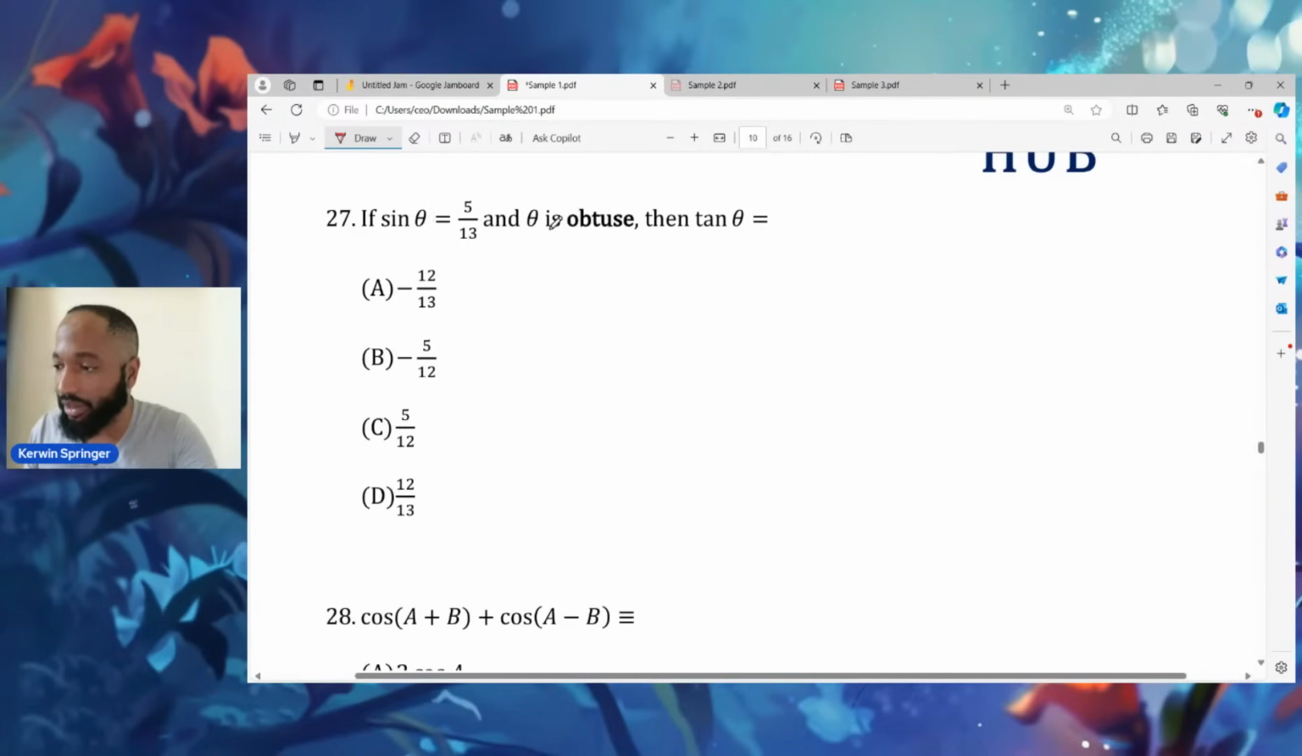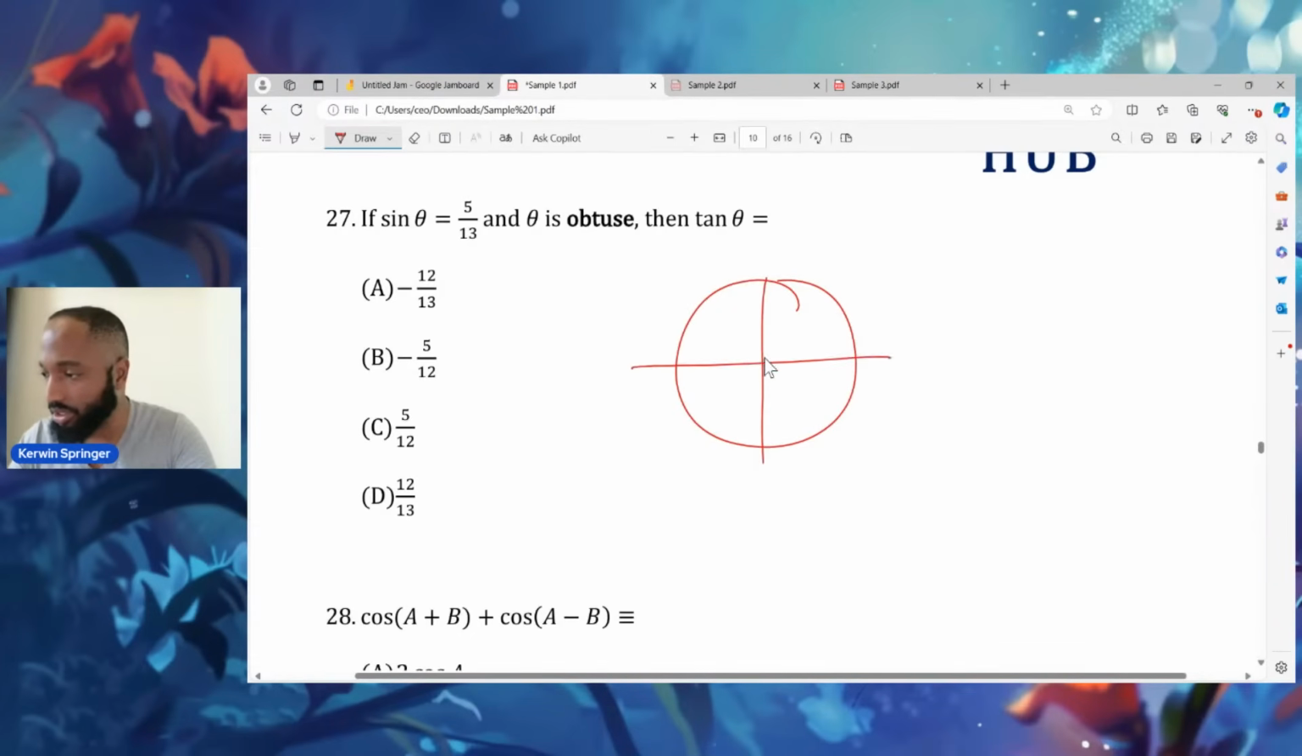If sine of theta is equal to 5 over 13, so theta is obtuse. Meaning on the unit circle, theta is on this side. This is theta. It's obtuse. But the sine is equal to 5 over 13. So I have this here being 5 and this here being 13. So opposite over hypotenuse. You have to know trigonometry to understand this fully. And this is a 5, 12, 13 triangle based off of your Pythagorean triples.